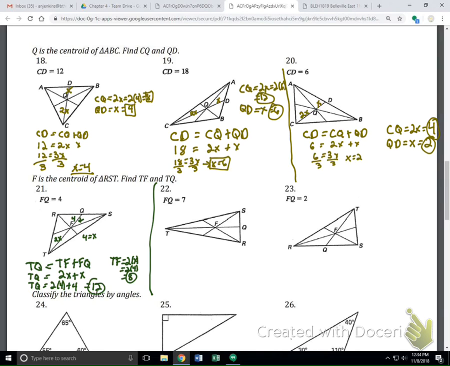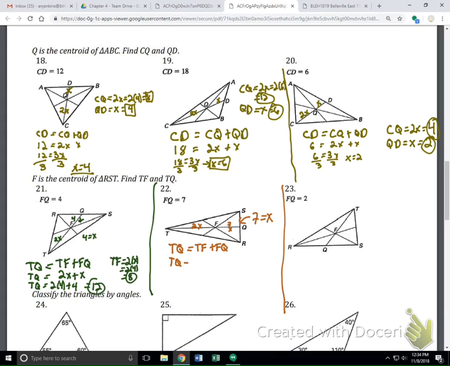We have a similar situation in number 22. So for number 22, we have the distance of FQ is 7. So again, they're giving you that smaller portion. And we know that's also x because it's on the side that's bisecting the opposite side, and the part coming from the vertex to the centroid is 2x. So we're going to write that statement. TQ equals TF plus FQ. We see right here that 7 equals x.